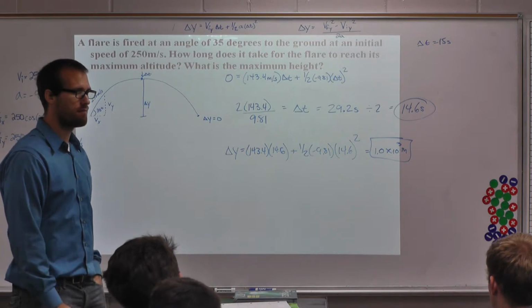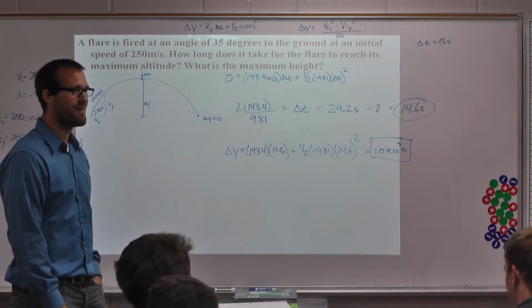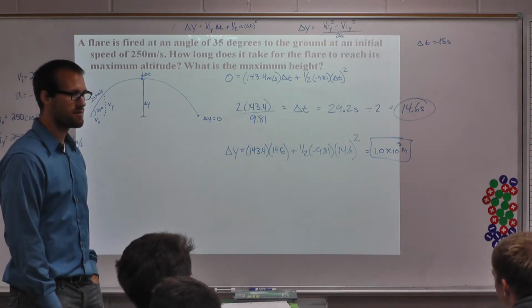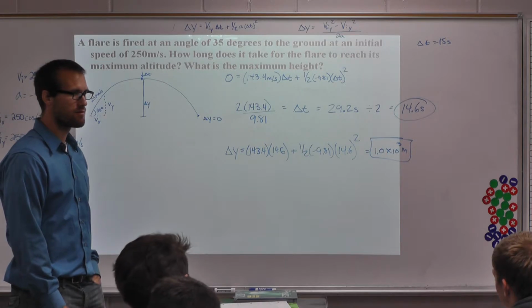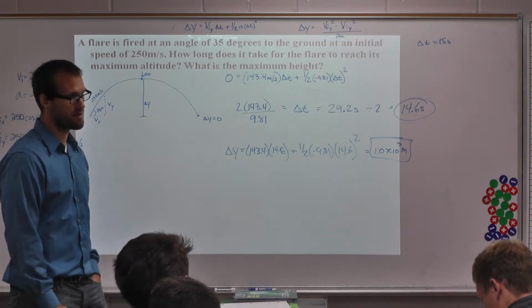You don't get that, Autumn? I can't tell if I got it or not. You can't tell. No. 1,000? 1,048. Yeah, that's the right number, just not in the correct sig figs.